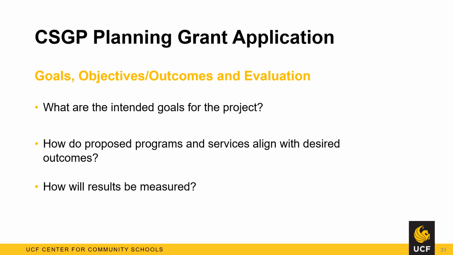Be sure to align the goals to the data that was shared in the needs section. For example, if you had data to show that your school has low average daily attendance or high percentages of chronically absent students, a goal around attendance would be anticipated. When you are creating your goals, think about the 4 pillars of community schools: collaborative leadership, expanded learning, wellness supports, and family and community engagement.